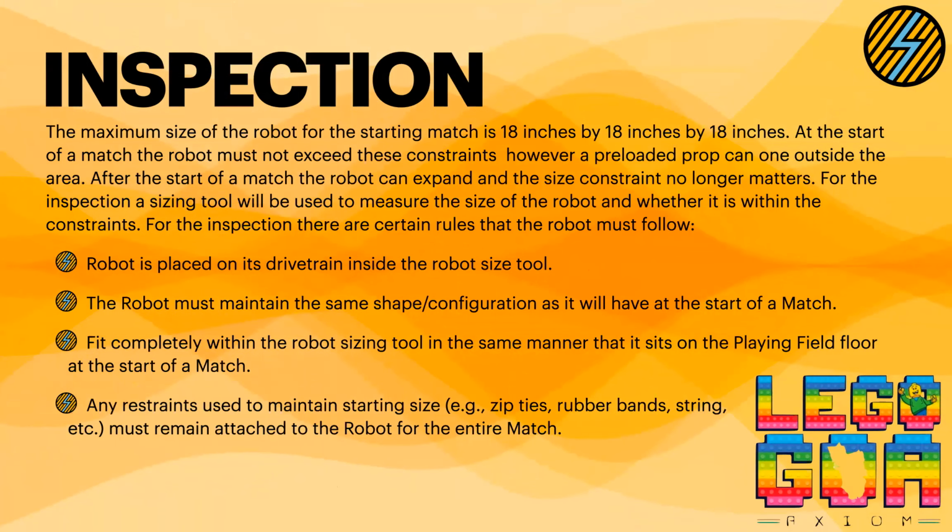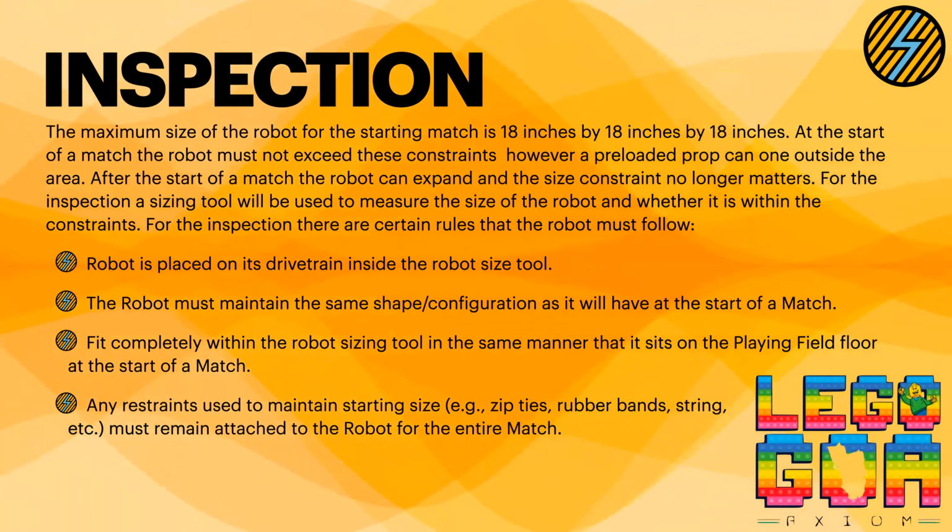Any restraint is to maintain static size. For example, if you use a zip tie or tape to attach your cables to your robot, they have to stay during the entire match. They can't be really easy to come off. You can't have it so that even if you flip the tape slightly, it goes off and the cables come loose everywhere. So you have to keep your robot intact.